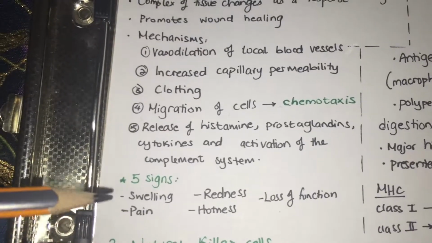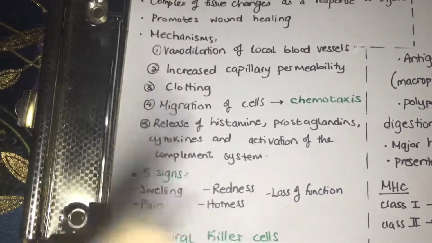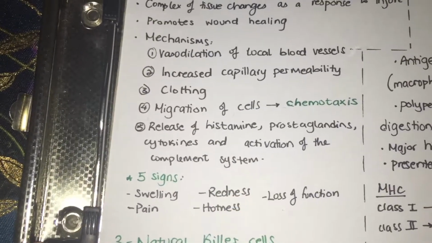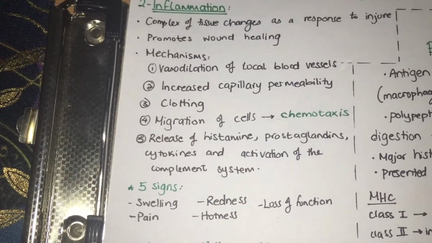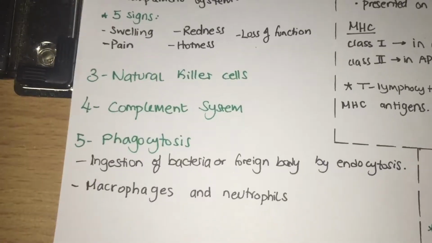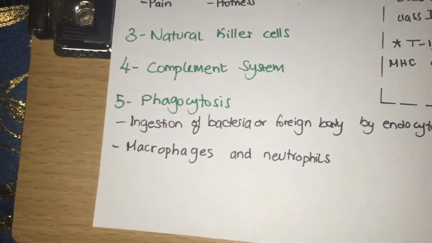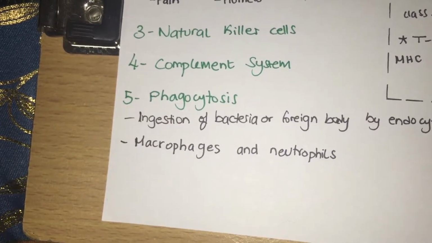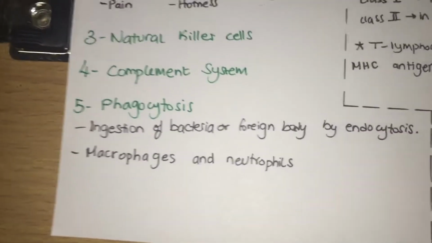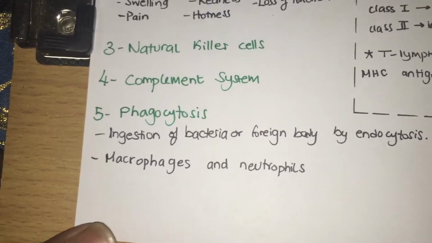We have pain, and that is due to a lot of factors. I'm not going to be talking about that, and there's also loss of function due to the fact that the organ or the tissue is injured or damaged. Then we have other mechanisms. We have natural killer cells, which you've already talked about earlier. We said that they destroy the cells by perforin. We have the complement system, which we will be talking about later.